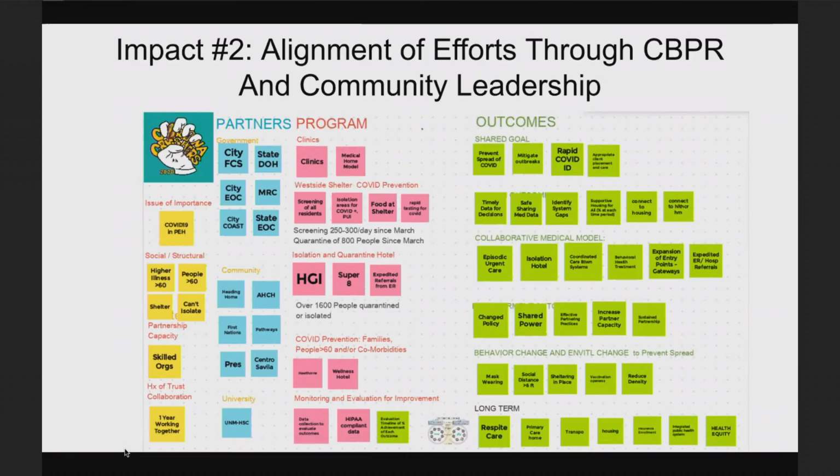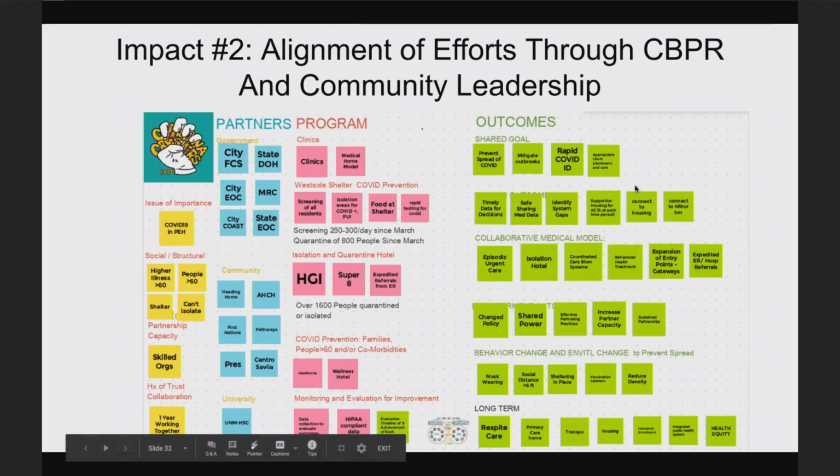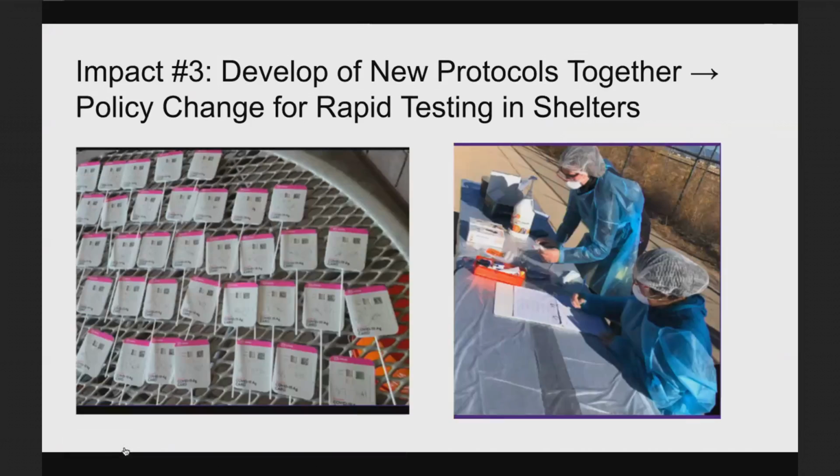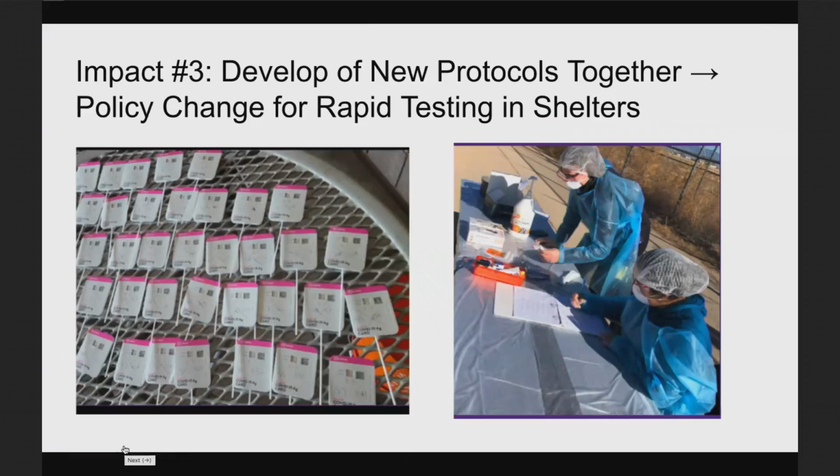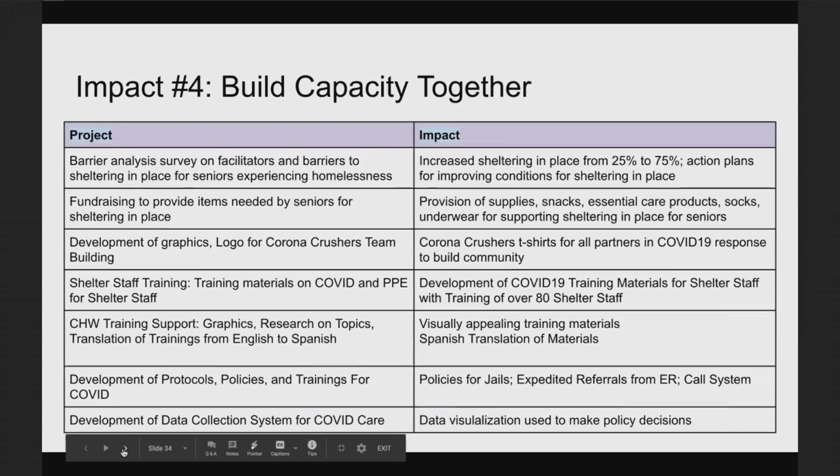We used the CBPR efforts to align our efforts. So you could see that we shared the outcomes. We looked at context together. We looked at who was missing in partners and developed programs together. And then impact 3 was we developed an actual protocol that can now be used in other shelters and congregate settings and with asylum seekers. We did that together. We built capacity in our students and our shelter residents.